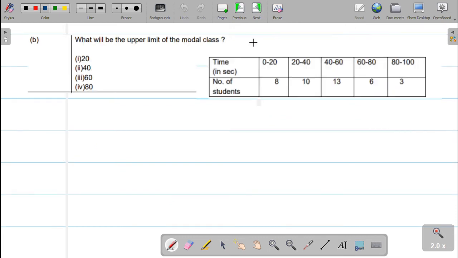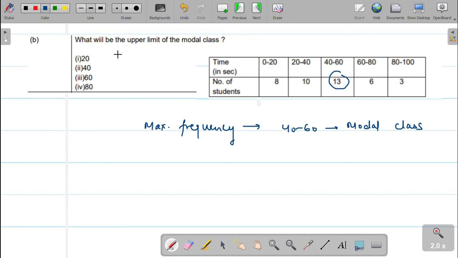We go further to the next question. What will be the upper limit of the model class? What should be the model class, beta? The class with the maximum frequency. Maximum frequency, if we see, is this one, 13, right? So 40 to 60 is the model class, right? So now the question is, what is the upper limit of the model class? So that should be 60.